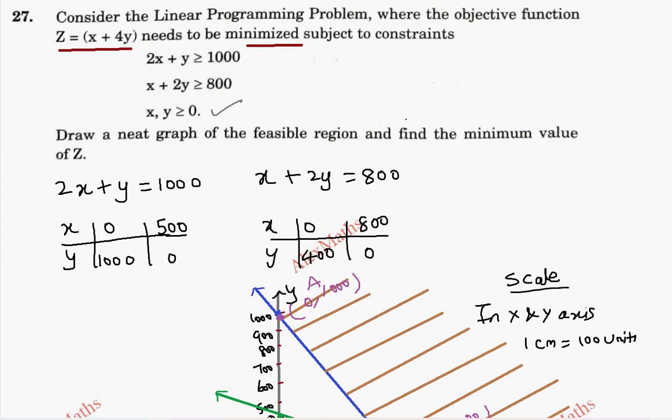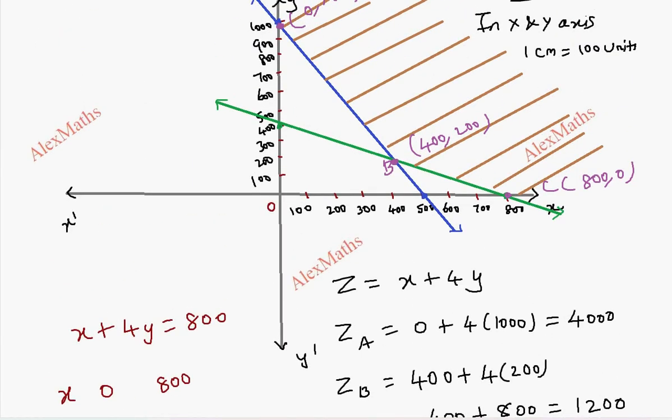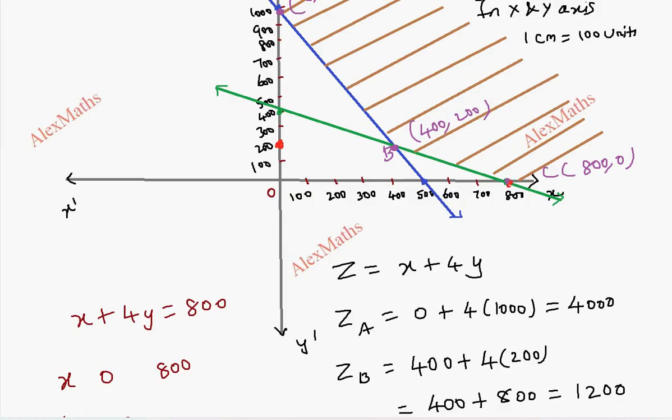So for that we have to use Z as 800 in the Z equation, that is our Z is x plus 4y. Let's take this as 800. We have to plot this in the diagram. So we have x and y. When x is 0, y is 200, because by dividing by 4. When y is 0, x is 800. We are going to plot this line. 0, 200 is here, and then 800, 0 is here.